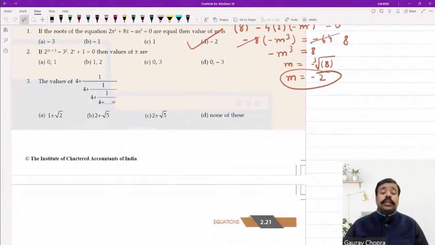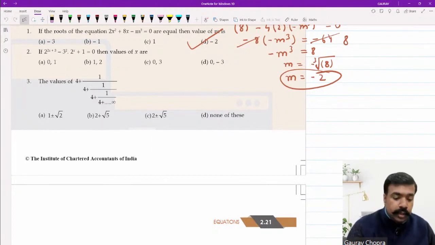Now, in question number two, what is required? We have to find out the value of x. And to find x, we can substitute the options one by one. Whichever option gives the result will be correct. So we can try one option. If we try the first one, like 0, what will happen?